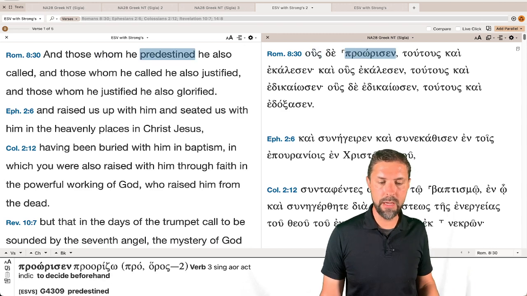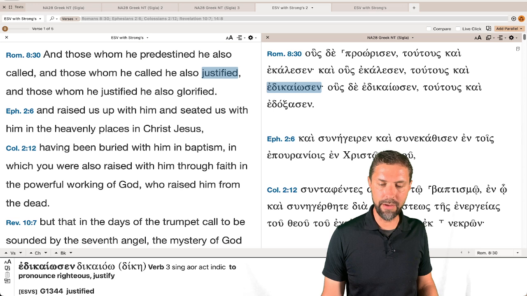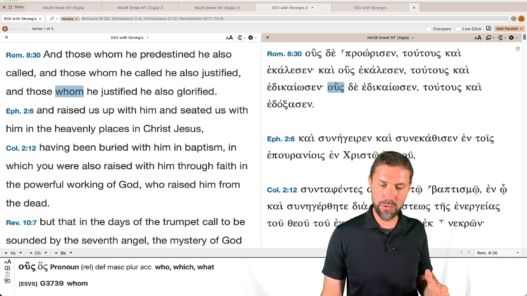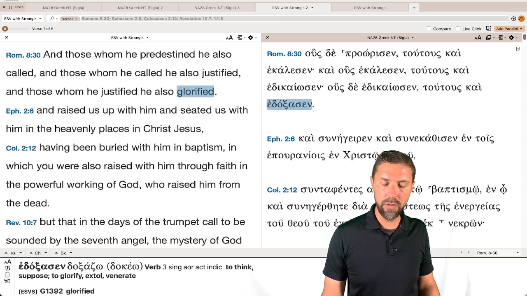Those whom he predestined, these also he called. Those whom he called, these also he justified. Those whom he justified, these also he glorified. All of these are aorists.